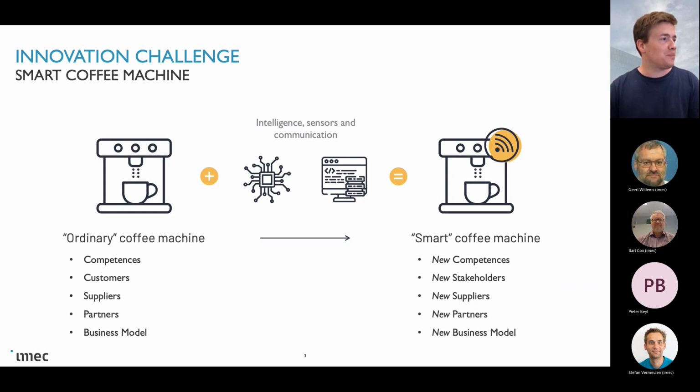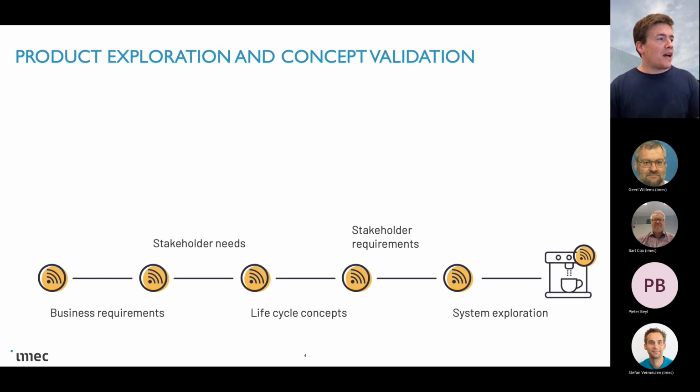So basically, as Geert said, we base ourselves on the ISO standard because it's the only common framework to talk about any type of system, smart product innovation or exploration. We've divided this into 5 phases that happen in that exploration phase, starting with business requirements and ending with an exploration of what types of systems could actually be used in order to achieve a certain result.